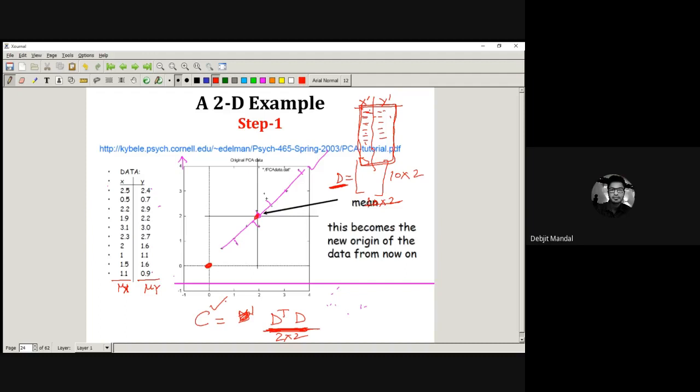Or what you do is find the variance of X, the variance of Y, and the covariance between X and Y, and then the covariance matrix will be: sigma x square, the covariance between X and Y, the covariance between X and Y, and the variance of Y. This will be your covariance matrix. Okay, sir. Understood, sir.